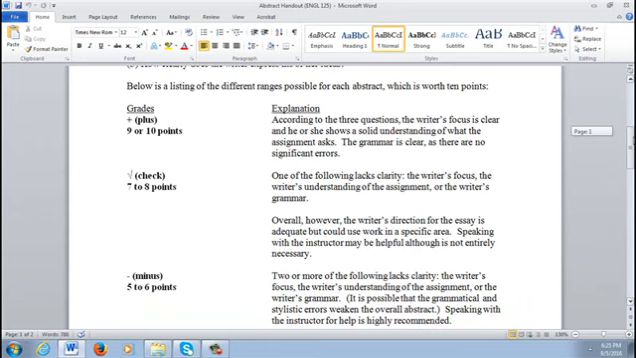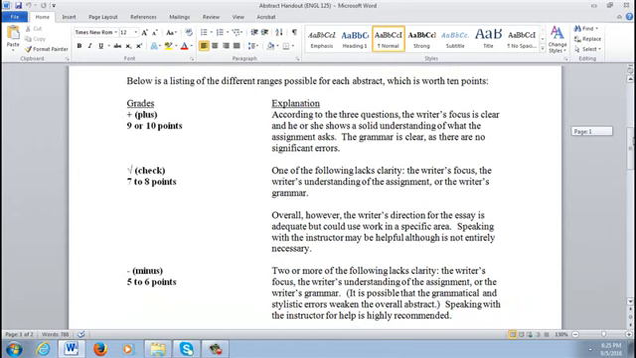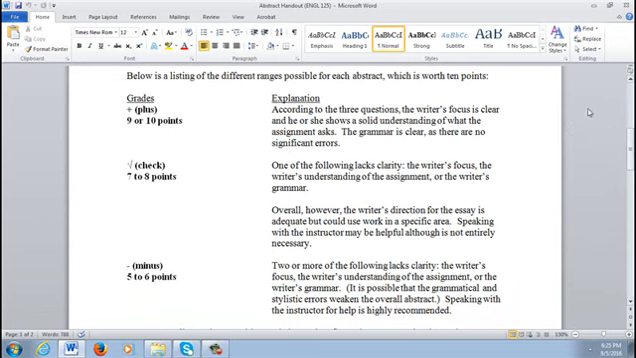And being that the abstract is worth 10 points, there's three separate grade ranges that are possible. That would be the plus, the check, or the minus right here. And you'll see for yourself that out of 10, the plus would be 9 or 10 points. The check would be 7 or 8 points, and the minus would be 5 or 6 points. And there's the details given for each one of these right here.